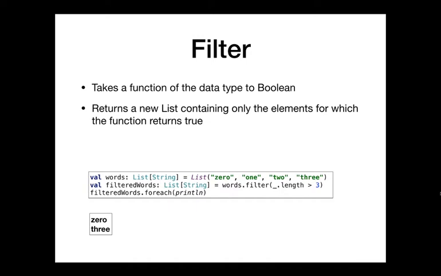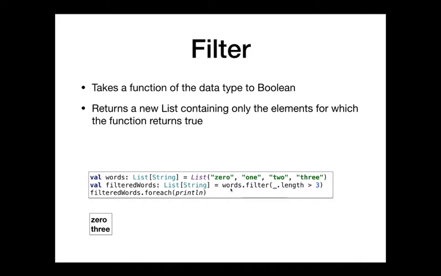All right, so let's talk about these. Filter. The next one is going to take a function that takes a type of the data structure type, so string in this example, returns a Boolean, and returns a new list containing only the elements for which that function returns true. So we want to filter out these words. I have this very exciting data structure here with just these 4 words, and I want to filter so I only have the words that are length greater than 3.